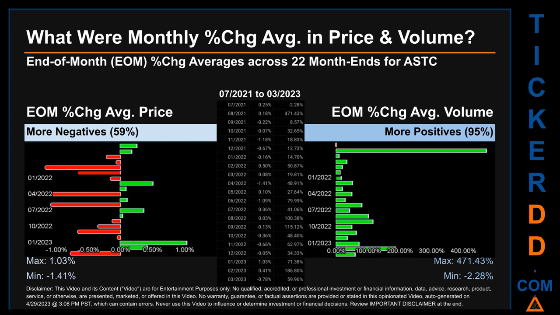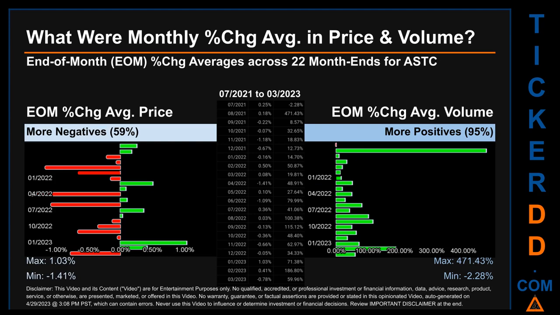What were end of month percentage change averages in price and volume for ASTC? The monthly average of percentage change in price and in volume were calculated for each of the 22-month ends. That calculation took daily percentage changes and averaged them for each given month. If a month end came out negative, then it means that the month summarily saw a negative change.